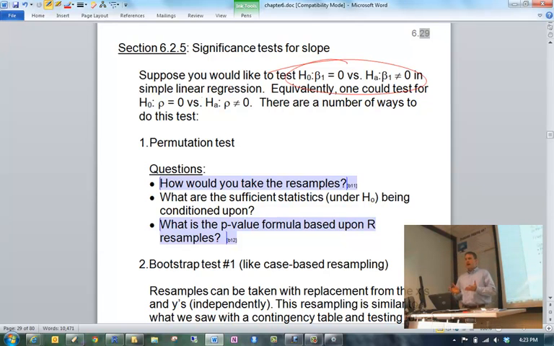Now in a simple linear regression model, if you remember from your regression days, this is equivalent to testing the correlation coefficient. The test is exactly the same, with exactly the same result. The reason I bring this up is because back in Chapter 4, there was an example in the book that looked at how you could do permutation tests and also Bootstrap tests for a correlation coefficient. So, let's talk about permutation tests here. How would you take the resamples? I think it's easier to think in context of the correlation coefficient. You're going to do a test for that.